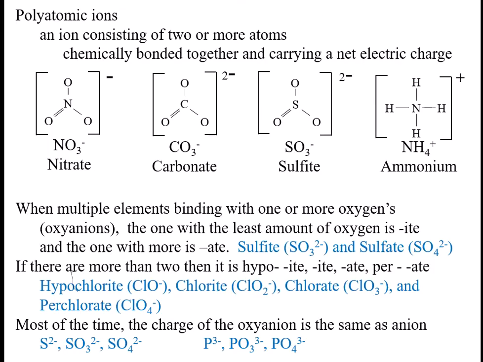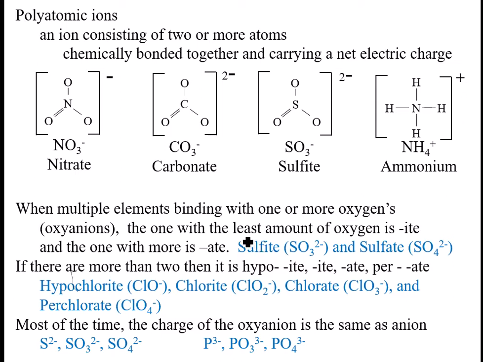And then you have polyatomic ions. Polyatomic ions consist of 2 or more atoms. They're chemically bonded together and carry a net charge. So here are some examples. Nitrate, NO3, has a -1 charge. Carbonate, CO3, has a -2 charge. Sulfate is also a 2 minus charge. And ammonium is the only positive one that we're going to be dealing with, and it has a +1 charge.